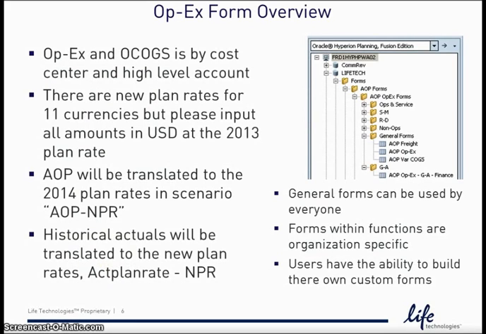OPEX will be just the same as last year. We'll be entering the information at cost center level and high level account. From the previous slide, you can see the 11 currencies that we planned on resetting. If you want to see your AOP at the new plan rates, which is NPR, pull the scenario AOP-NPR. If you want to see historical actuals, that'll be available at plan rate-NPR. One quick note about the AOP-NPR, that'll be calculated on the odd hours.